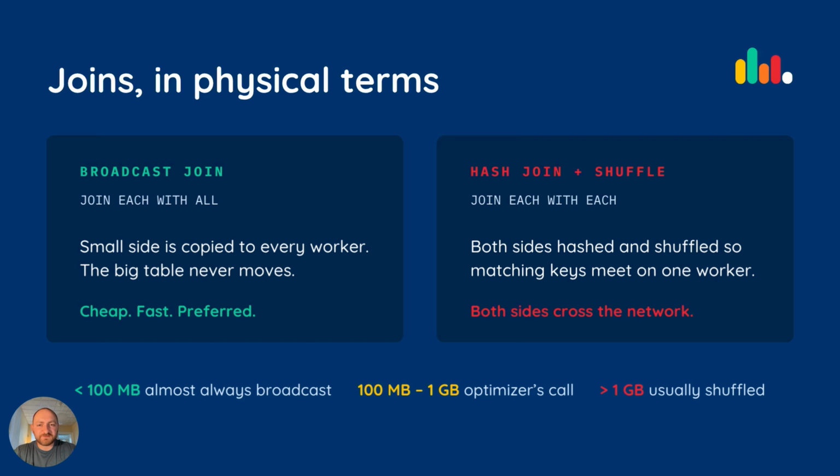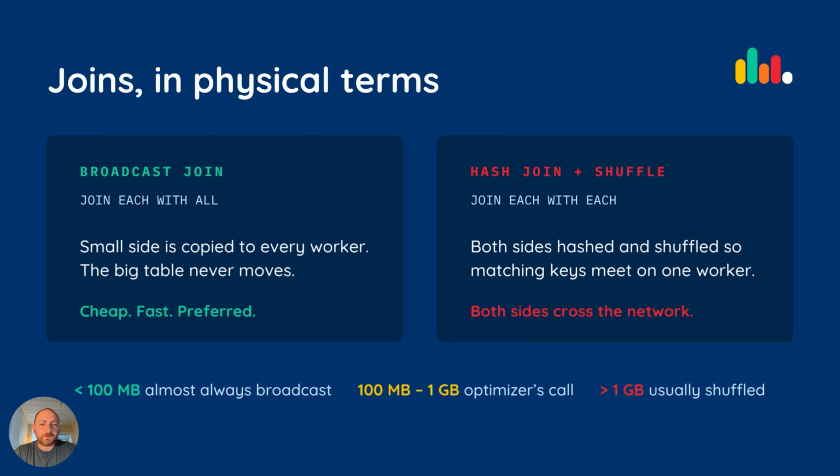Strategy 2 is the hash join. Both sides are too large to broadcast, so BigQuery hashes the join keys on both sides and shuffles both tables, so matching keys land on the same worker. In the plan, join each with each. Both sides move across the network. This is the expensive one.